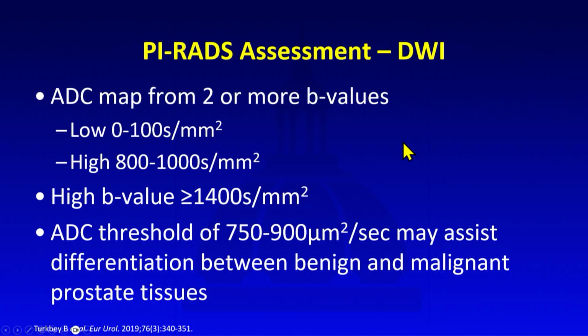And if you use an ADC threshold of 750 to 900, that may assist the differentiation between benign and malignant prostate tissues. And we report that in our structured reporting, and I think that helps me to figure out, is it something that I need to worry about and actually score, or does it fall into one of those more benign lesion categories that I don't really need to talk about?